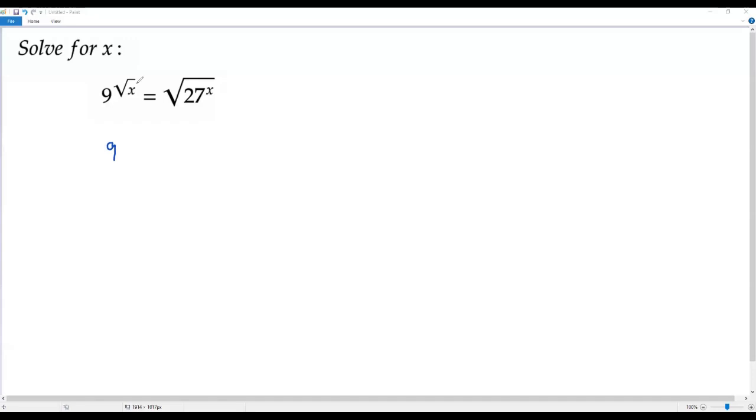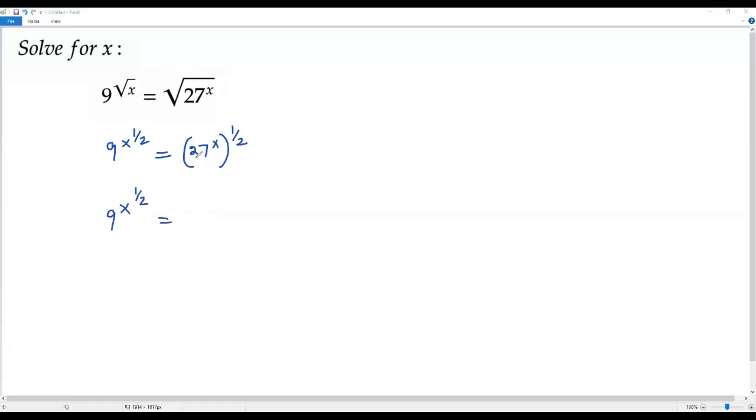So 9 to the power of square root of x. In my first step, I'm going to write this square root as an exponent. Whenever I write the square root as an exponent, the exponent will be 1/2. And here we have a square root again; if I write it as an exponent, it will become 1/2. So we get 27 to the x, whole to the power of 1/2, and 9 to the power of x to the power of 1/2 equals.